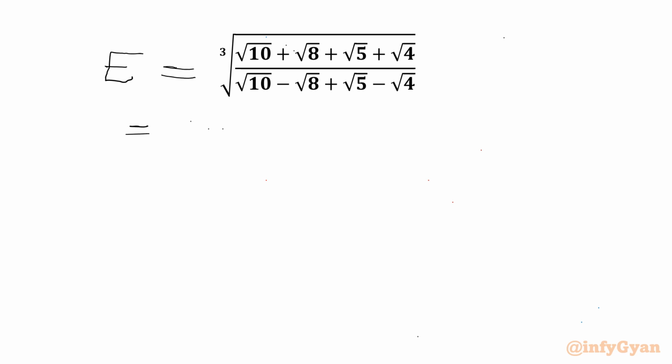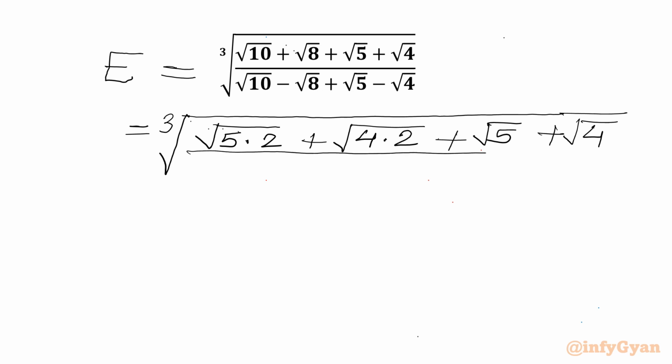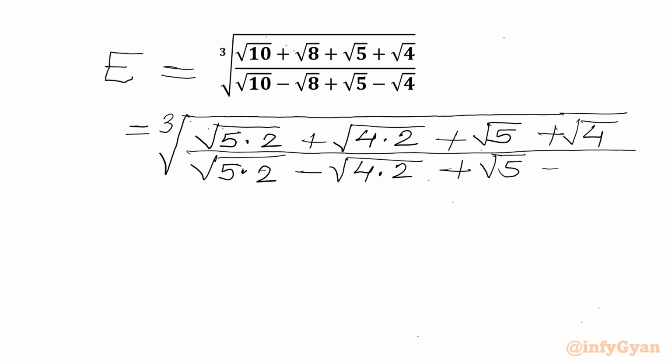Now I can write E equal to the cube root of root 10. So square root will be as it is. 10 can be written as 5 times 2, plus square root 8, we can write 4 times 2, plus square root 5 plus square root 4, over square root 10, square root of 5 times 2, minus square root 8, square root of 4 times 2, plus square root 5 minus square root 4.